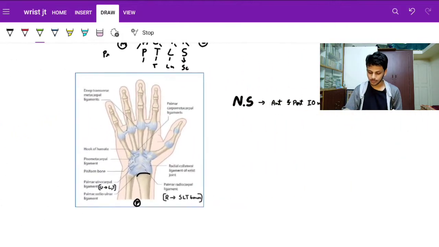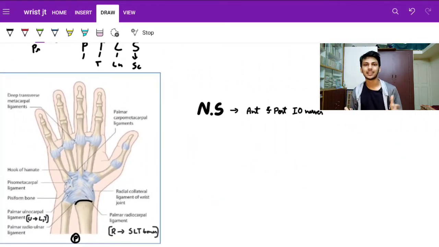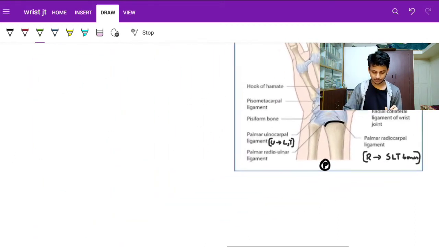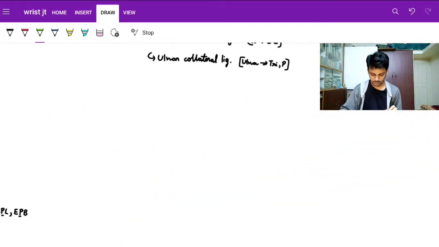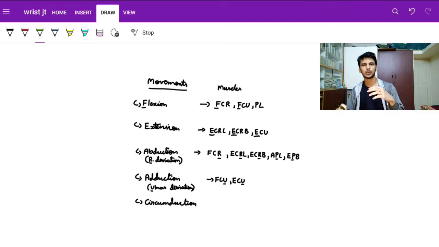Now what is the nerve supply of the joint? Nerve supply is given by the anterior and posterior interosseous nerve. Anterior interosseous and posterior interosseous nerve are branches from the common interosseous nerve. Common interosseous nerve is a branch of radial nerve. Okay, it is just below the cubital fossa.